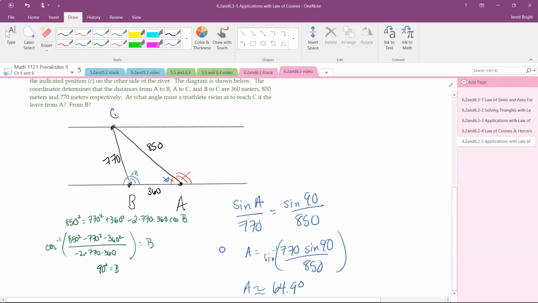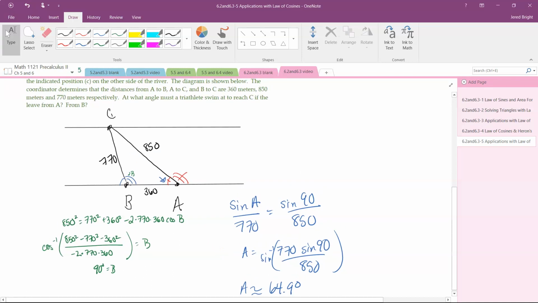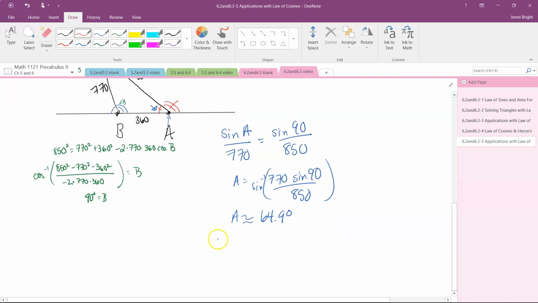And then the question is, at what angle must they swim? So if we assume that they would enter this, then the angle that they would actually swim at would be not 65 degrees, right? We would measure counterclockwise so that it's positive, and the actual angle. So here you would say they would swim at 180 minus 64.9, okay? Or if we calculate that out, it would be 115.1 degrees, okay? And so that would be our answer for A.